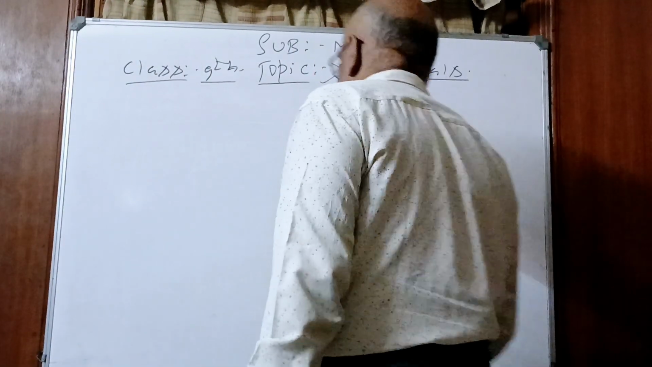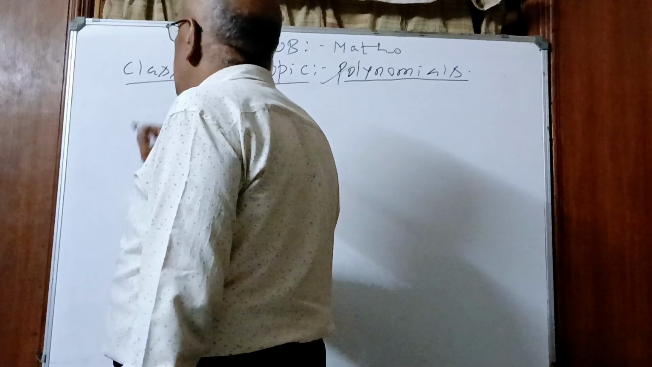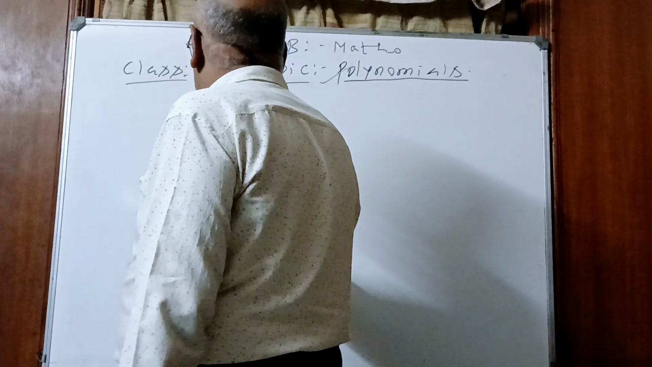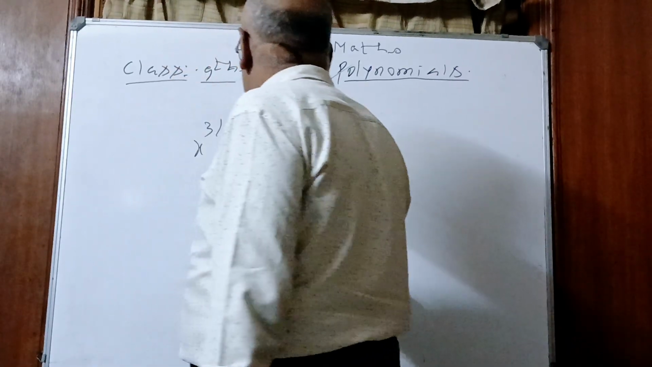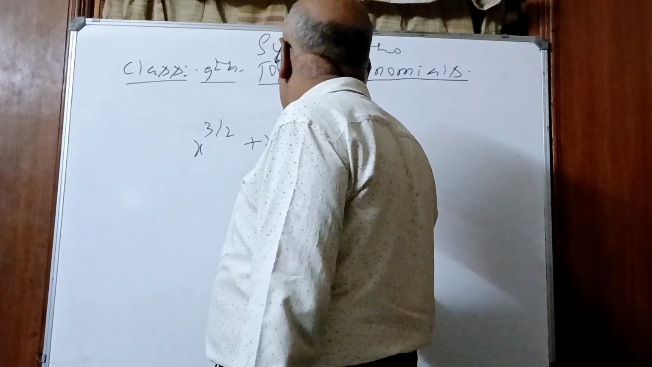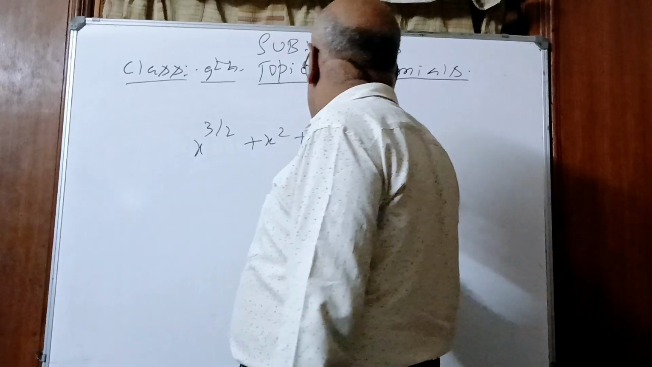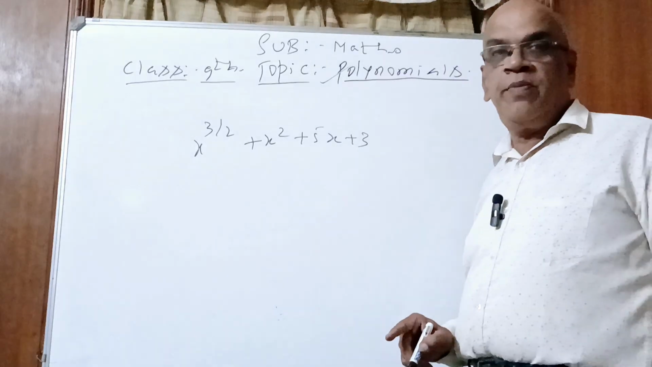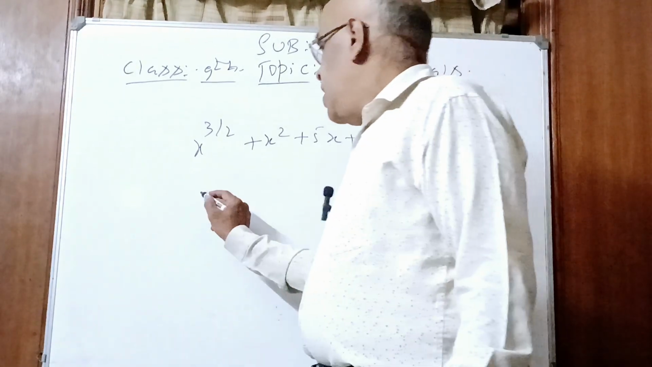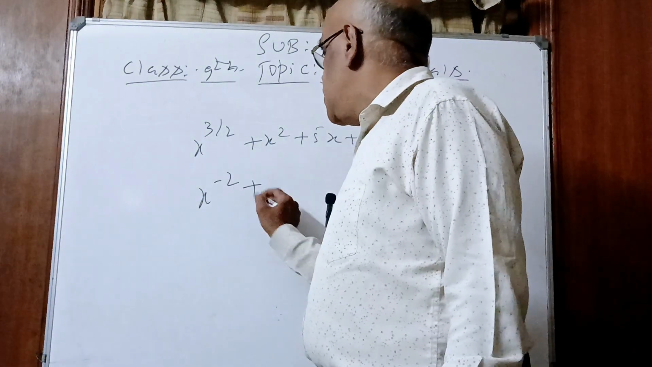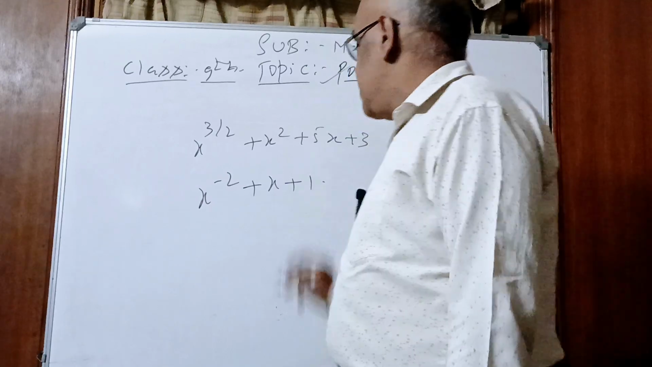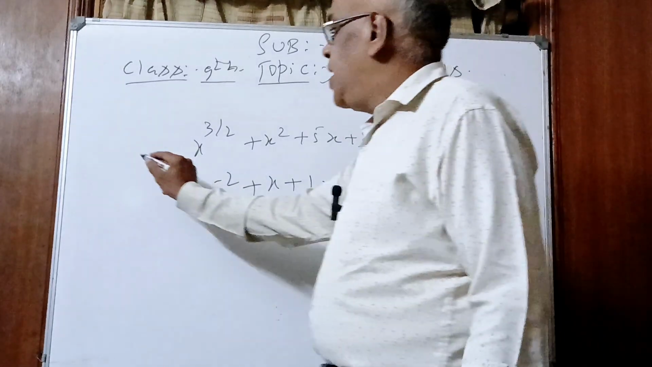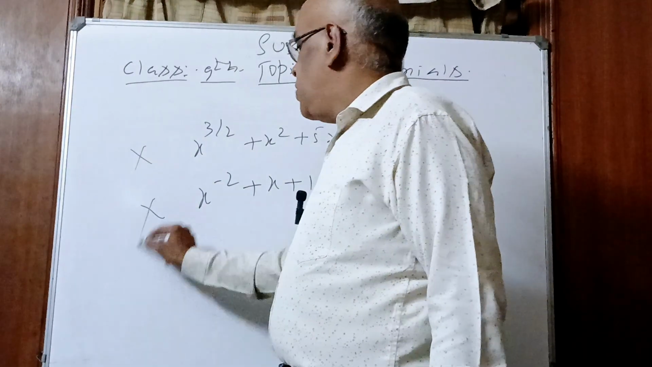Now, x to the power of 3 by 2 plus x square plus 5x plus 3. It is not a polynomial. Understood? Then, x to the power of minus 2 plus x plus 1. It is not a polynomial.